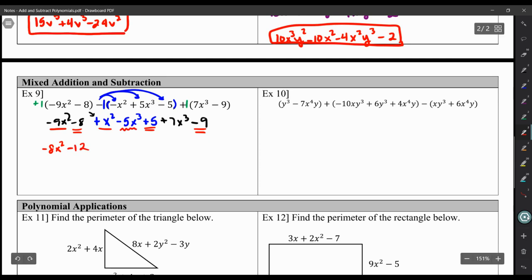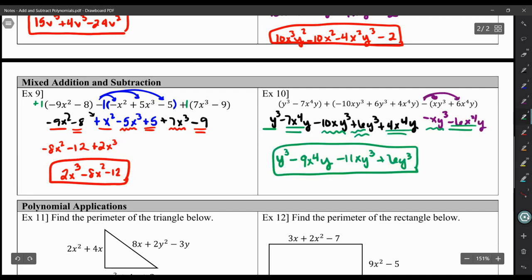Then we have negative 5x to the third and 7x to the third to make a positive 2x to the third. Last but not least, make sure you're writing it in standard form. So 2x to the third minus 8x squared minus 12. Pause the video, try example 10. And here's your solution for example 10.